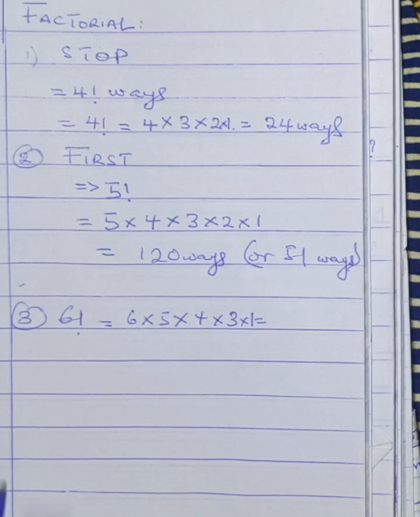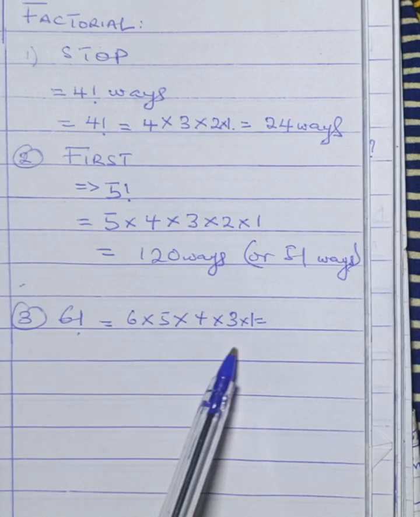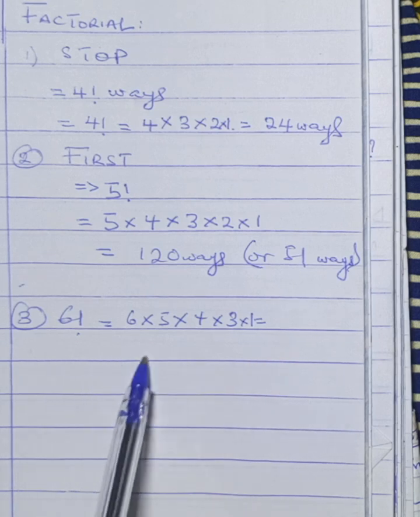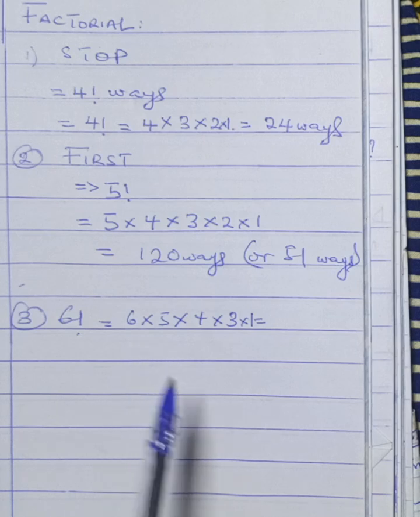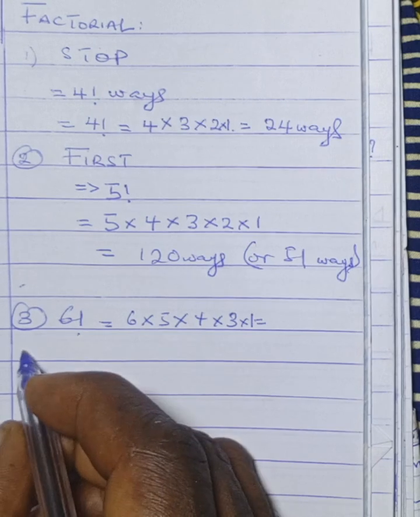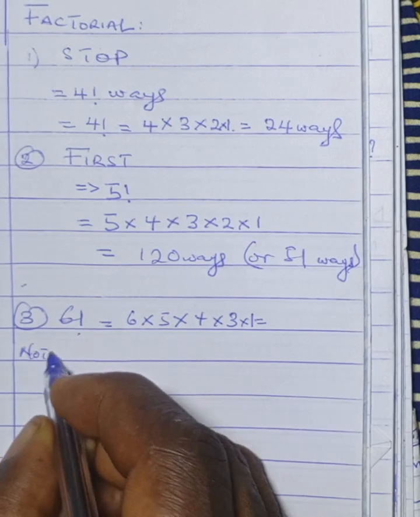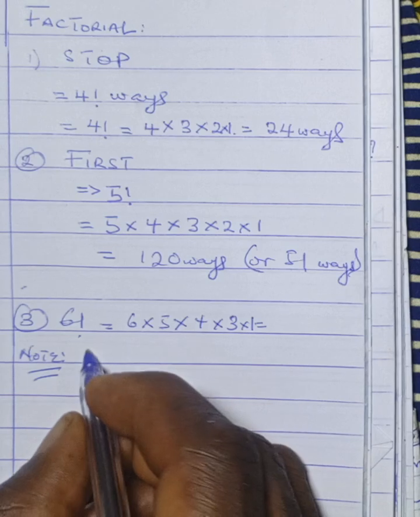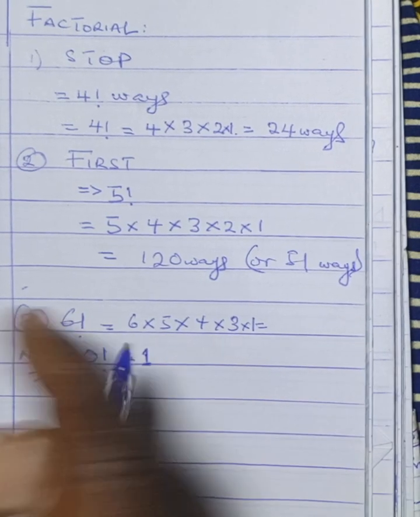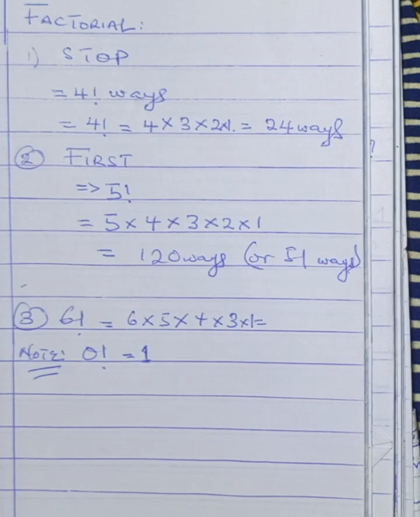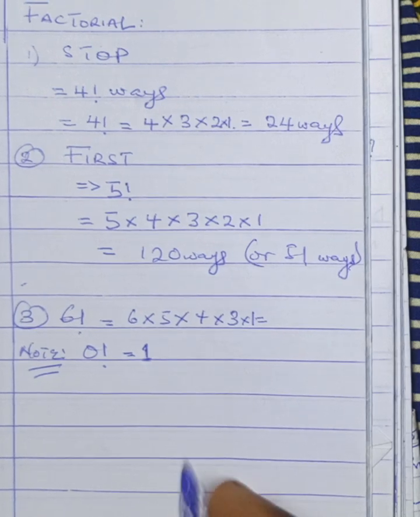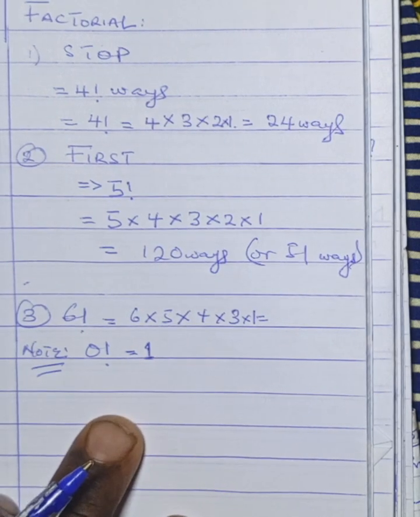So continuing, we have 6 factorial. Of course, we write out the natural numbers or integers in a progressively decreasing form. Also note, very important, that 0 factorial is 1. It's accepted that 0 factorial is 1. That will be proven some other time. So that is how we have it.